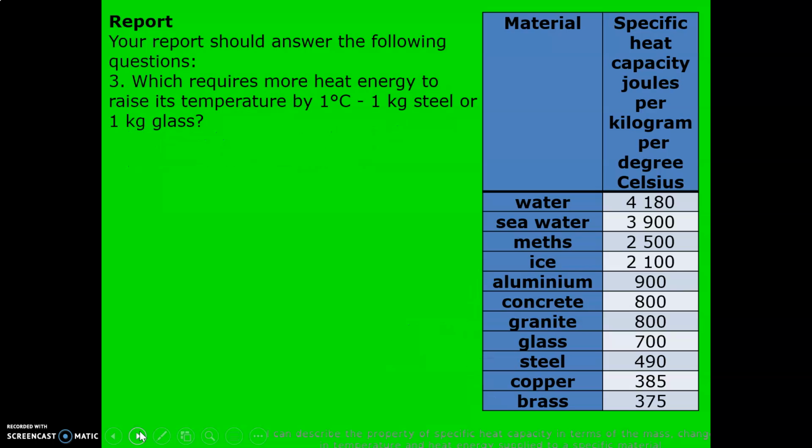Question 3. Which requires more heat energy to raise its temperature by 1 degree Celsius? 1 kilogram of steel or 1 kilogram of glass? So I've identified where glass and steel are in the table. You can see that glass has a specific heat capacity of 700 joules per kilogram per degree Celsius compared to steel, which is only 490 joules per kilogram per degree Celsius. This means that glass needs 210 joules more energy to raise its temperature by 1 degree than steel would. So more heat energy, because that specific heat capacity is higher, more heat energy is required by the glass than by the steel.